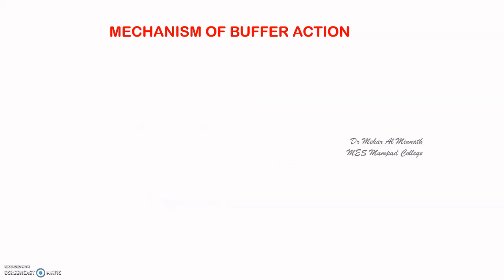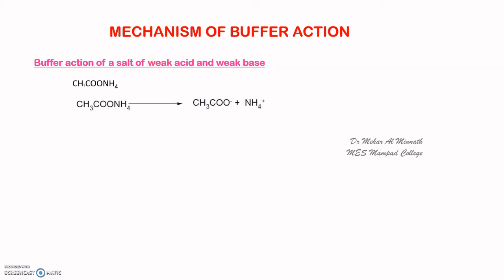Now, let us see how a salt of a weak acid and a weak base also forms a buffer. Okay, a salt solution of a weak acid and a weak base, like ammonium acetate. Acetic acid and ammonium hydroxide combine to form ammonium acetate. Both acetic acid and ammonium hydroxide are weak. So you take this buffer, the solution will be having acetate ions and ammonium ions.